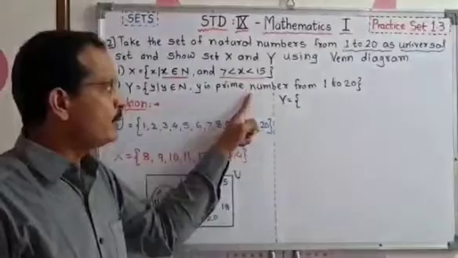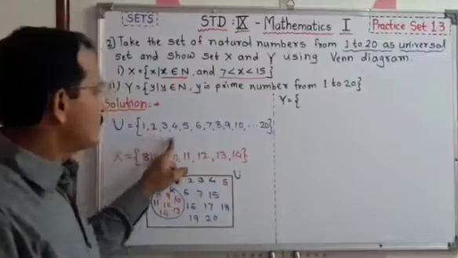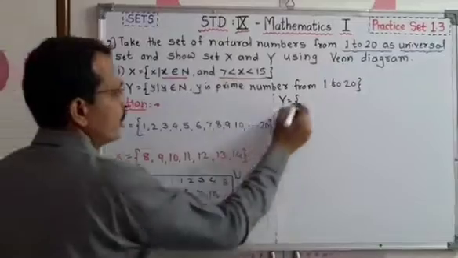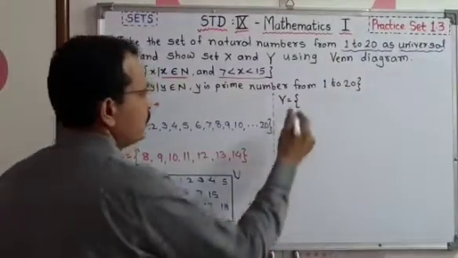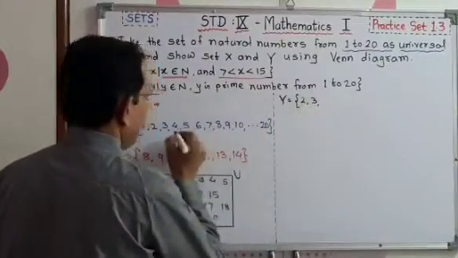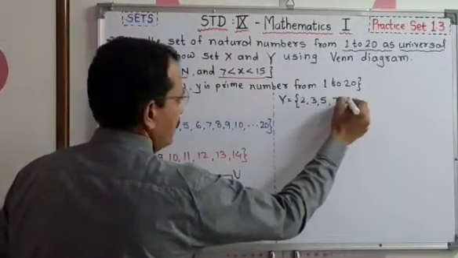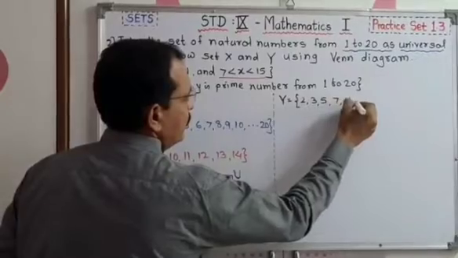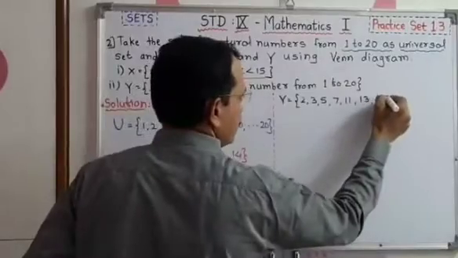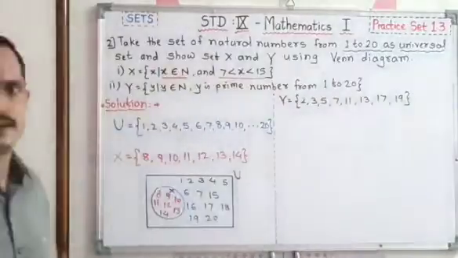Y is the set of prime numbers from 1 to 20. Now start from this. We have to write the prime numbers. Prime numbers start with these two. Therefore, we write here the first element is 2, then 3, then not 4, then 5, then 7, then 11, then 13, 17 and 19. These are the elements of set Y.